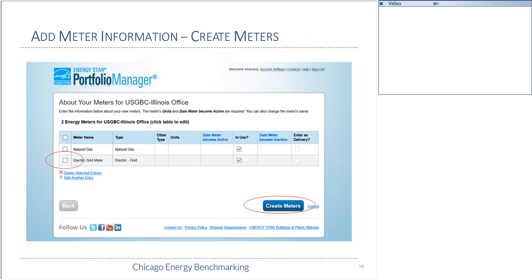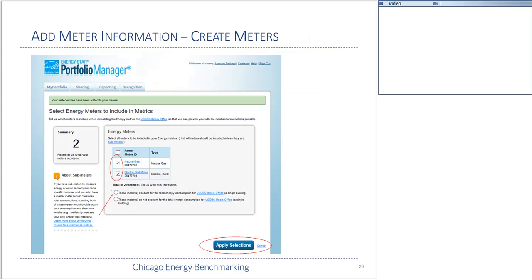Then you're going to want to click that both of those meters are in use, and then select Create Meters. You can have multiple meters in your account, so you want to make sure to select the meters that are associated to include in the metrics for your building. So this is going to give the opportunity to click both your natural gas and your electric meter.